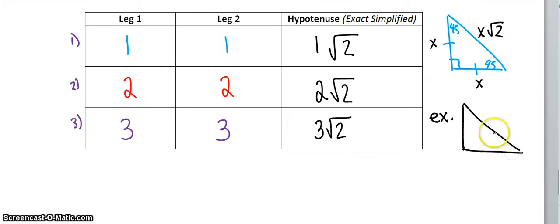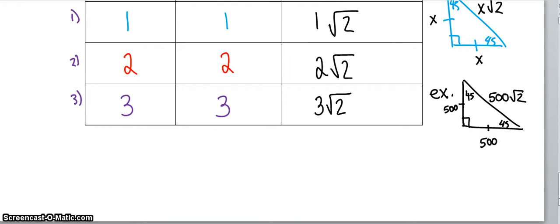Let's say I know one side is 500, and I know that this is a 45, 45, 90 right triangle. Well, the first thing you know about a 45, 45 right triangle is that it comes from a square, so if one side's 500, so is the other one. And then I know the relationship between this side and my hypotenuse is the leg times root 2. So that would be 500 root 2. And I didn't need to do the Pythagorean theorem. It's fairly quick. And also, I only need to know one side to find the other two.